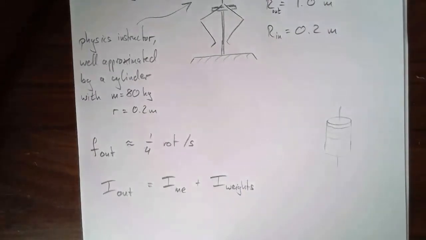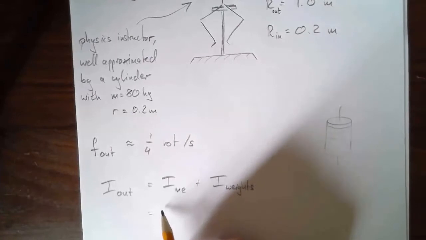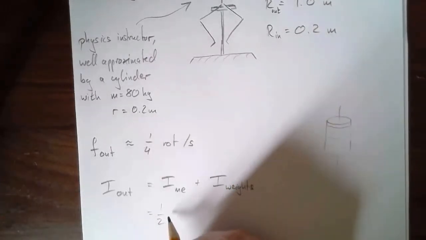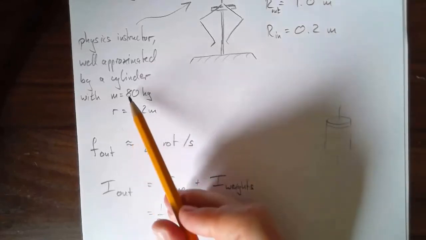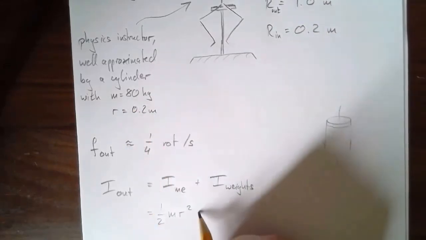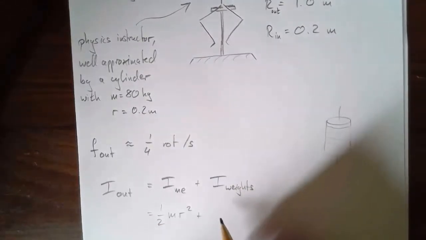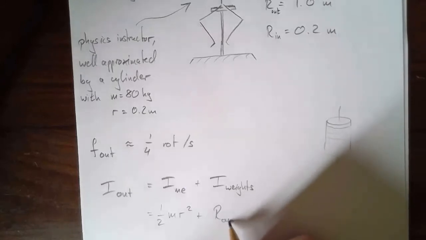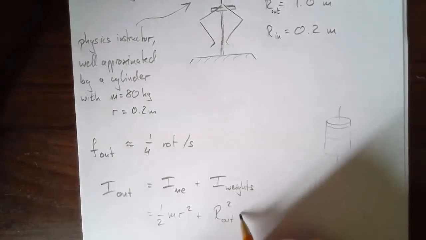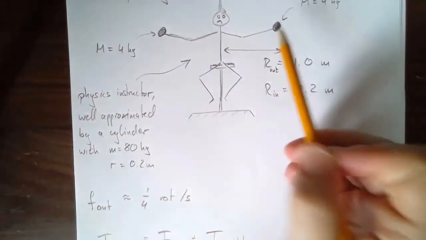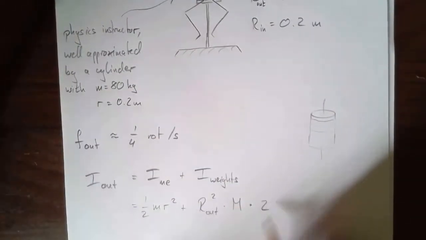Alright, so let's work those out individually. I'm going to treat the weights as point masses. I'm a cylinder, or essentially a disc, elongated disc, so 1/2 m r squared. Go with those values m and r. And I'm going to add to that the weights. They're essentially point masses, so it's going to be r out squared times m, except I've got 2 of them, so I'm going to multiply that by 2.